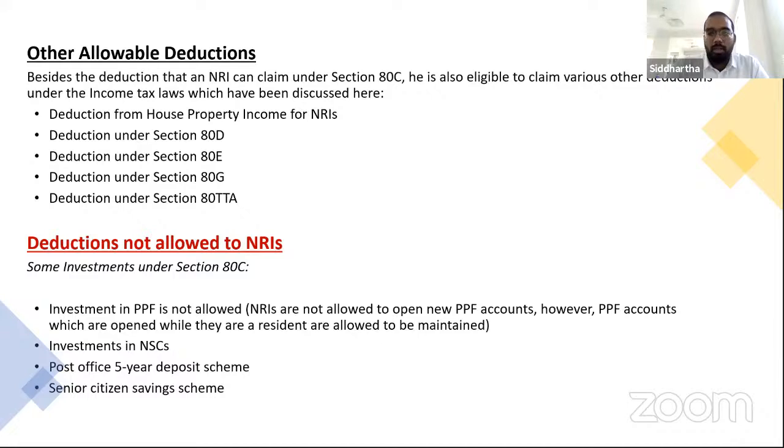One thing we need to be careful about in the case of a non-resident is that 80TTB is not applicable for a non-resident. As a non-resident, even if his age is more than 60, he can't be called a senior citizen, because senior citizen and super senior citizen status is only available for residents in India. It is not available for non-residents in India.